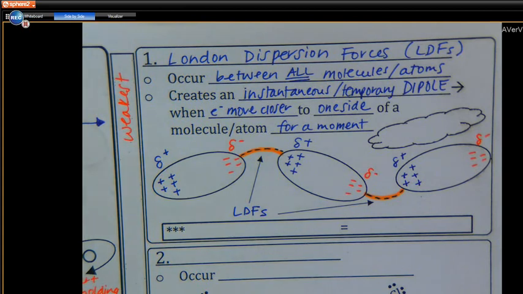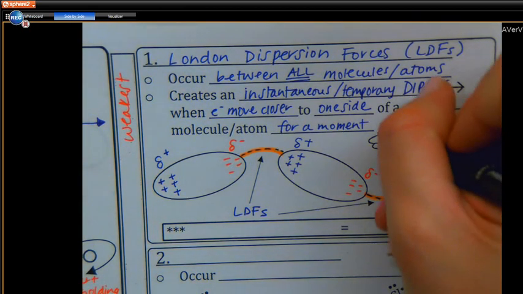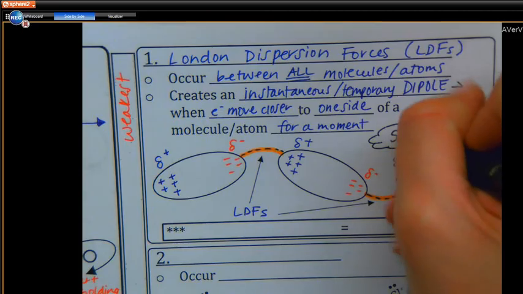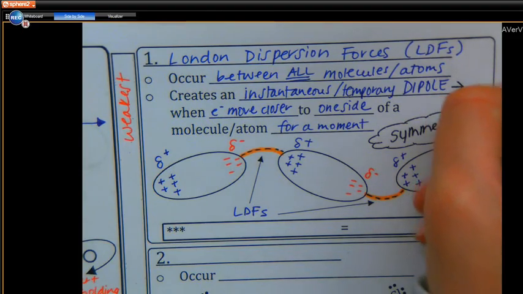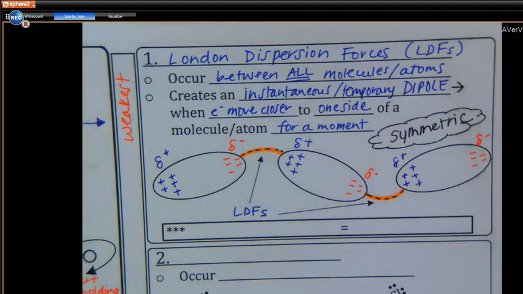The second one is called dipole-dipole, or DD. Dipole-dipole is the middle child here, right? It's stronger than London dispersion forces, but weaker than the third one. Dipole-dipole, as you can imagine, hence the name, it's got a dipole. It occurs between polar molecules.